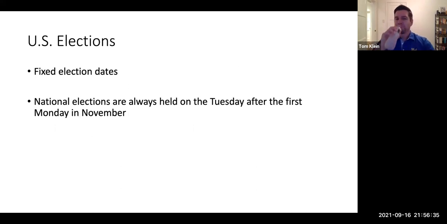So in the US, we have fixed election dates, particularly for the presidency is what I wanted to talk about. And we kind of do it a weird way. So national elections are held on the Tuesday after the first Monday in November. So not the first Tuesday in November, the Tuesday after the first Monday in November. We call that Super Tuesday. So why do we do this? It's kind of a weird way to do it. Instead of getting a date on the calendar, it has to be the Tuesday after the first Monday in November.